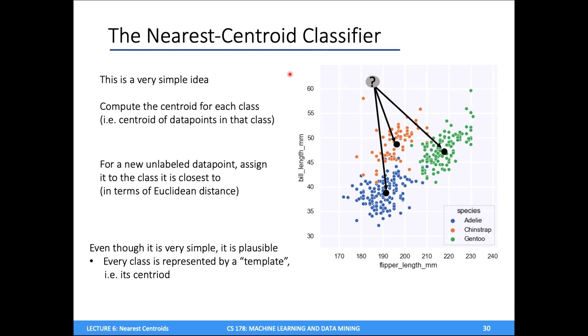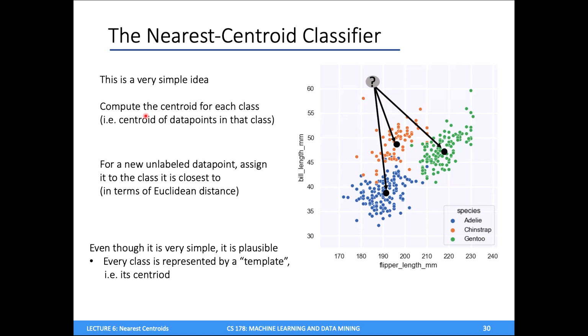Okay. So, yeah, this is a very simple idea for doing classification. There's no real learning that's going on, right? All we have to do to implement this algorithm is compute these 3 centroids, and then compute the distance between a new data point and these centroids. So, fairly simple.